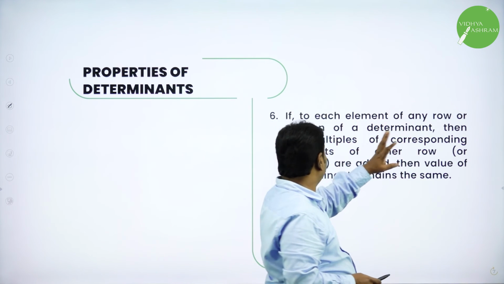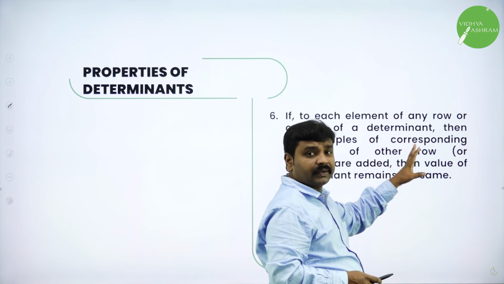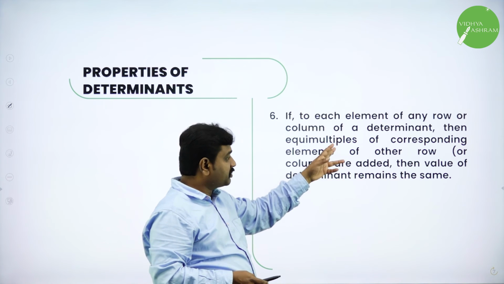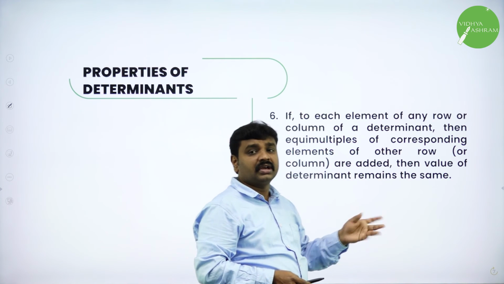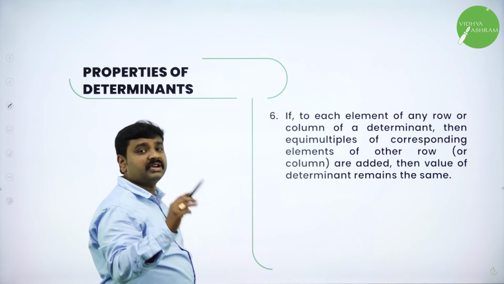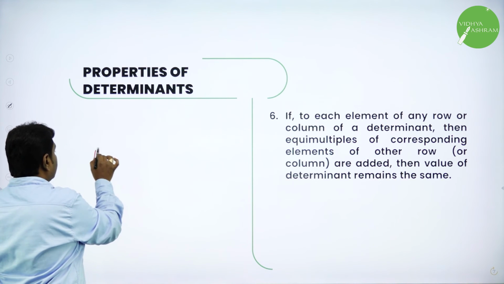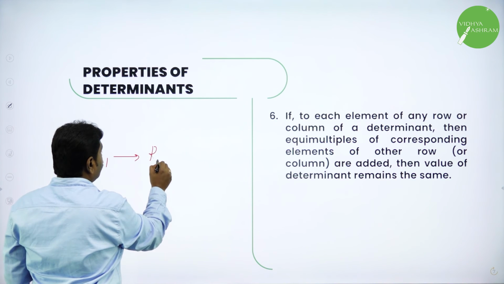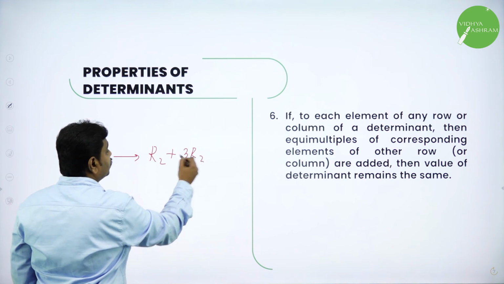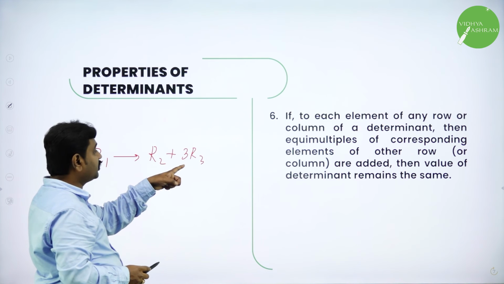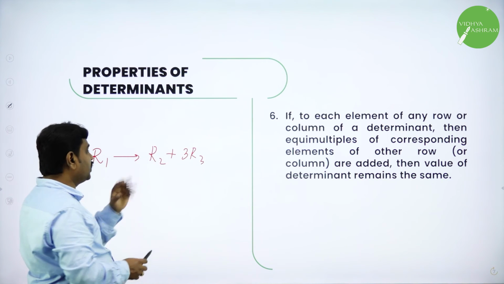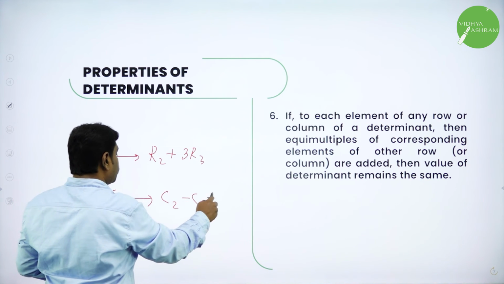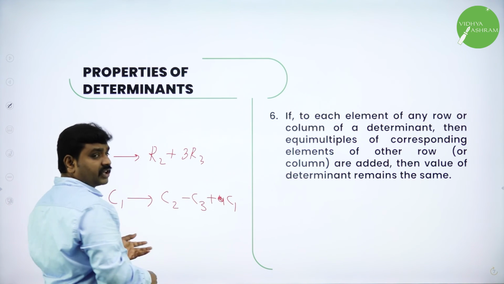Each element of any row or column of a determinant, the multiples of corresponding elements of other rows, can be added, then the value of determinant remains unchanged. For example, for first row I can add second row plus 3 times third row, like this. Equi-multiple, 3 times third row, multiply 3 to all the elements of it, and like this we can add. Or C1 is equal to C2 minus C3 plus C1. Like that we can subtract.